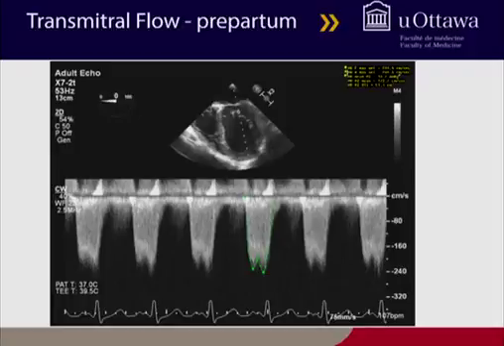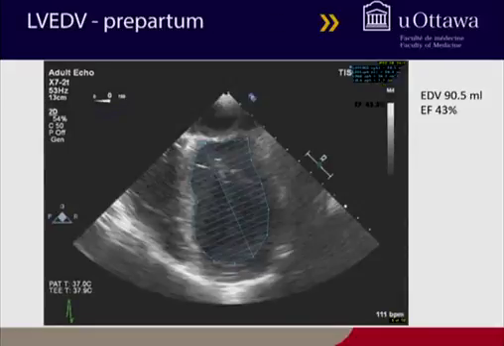For those of you familiar with transmitral valve calculation. And we also did a prepartum left ventricular end diastolic volume calculation, and ejection fraction at that time was 43% after the induction of general anesthesia. LVEDV was 90 mils, which was pretty good.